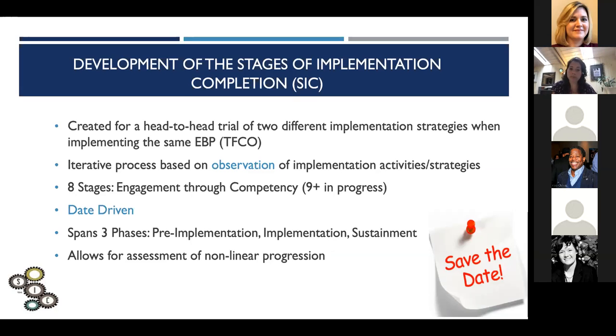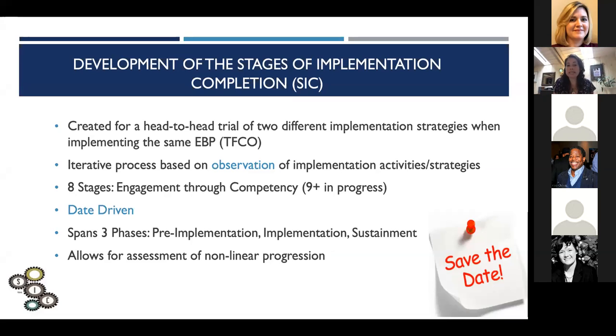Like any good measure development, we went through multiple iterations, and we started off with 15 stages, then we went to 12, then to 10. And finally, with all of our psychometric work, we used Rasch modeling, and we ended with 8 stages. And so we have these 8 stages that go from engagement, again, through competency. We currently are funded. We're working on the sustainment phase, and I'm really excited about that work. I can tell you about that at another time.